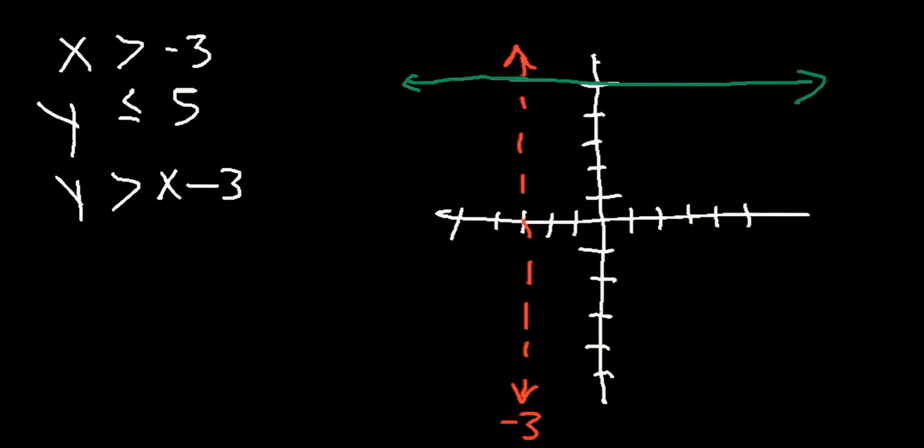And y is greater than x minus 3. So the y-intercept is at -3, and there's a 1 in front of x, so the slope is 1. So every time you move 1 to the right, you go up 1. And it's going to be a dashed line.